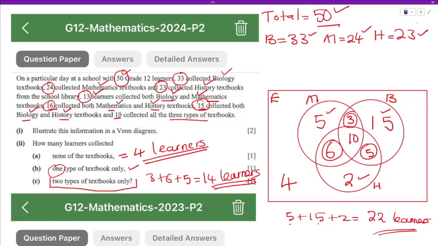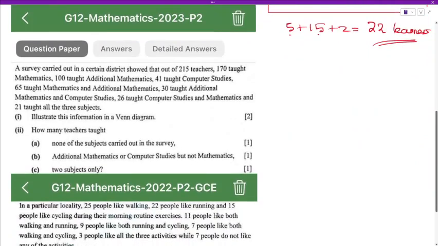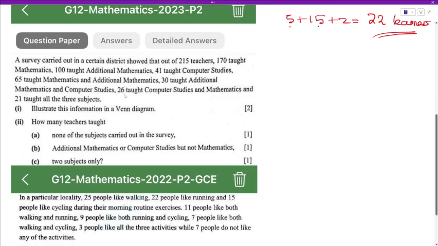Let us go to another question which is very similar to what we are looking at. This was 2024 paper 2. We now go to 2023 paper 2. This one was written by grade 12s. Same scenario again. A survey carried out in a certain district showed that out of 215 teachers, what does that tell you? The total for the Venn diagram, when you add everything, you should get 215. Out of 215 teachers. Right, so you take note, the total is 215.